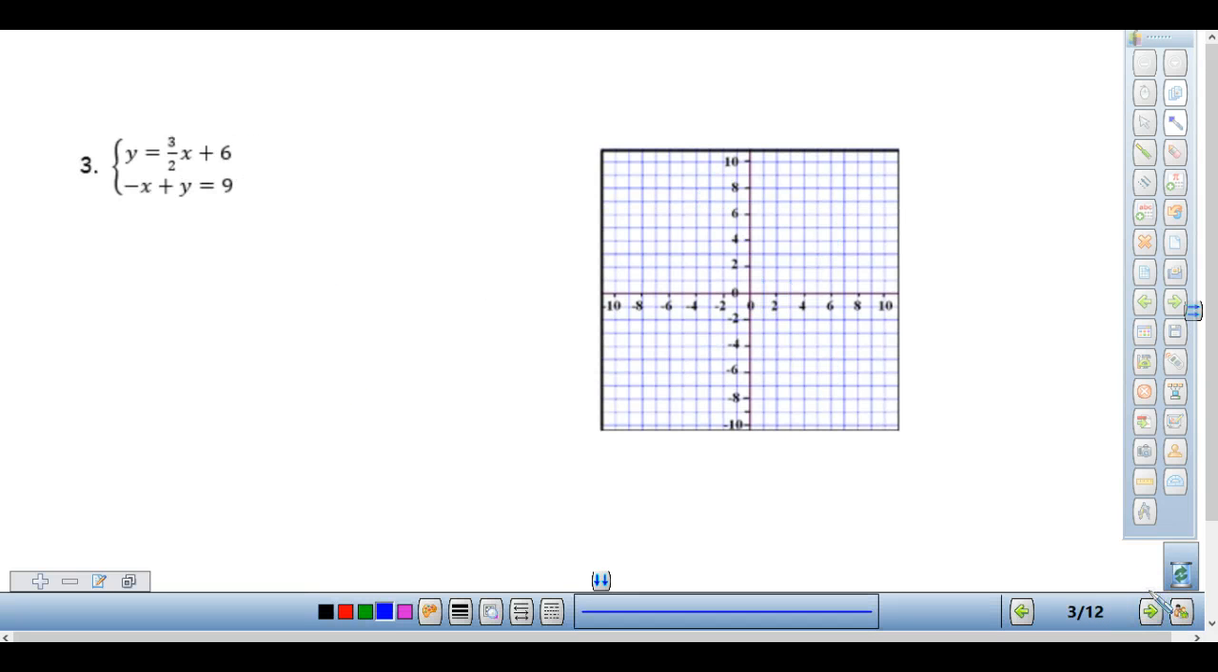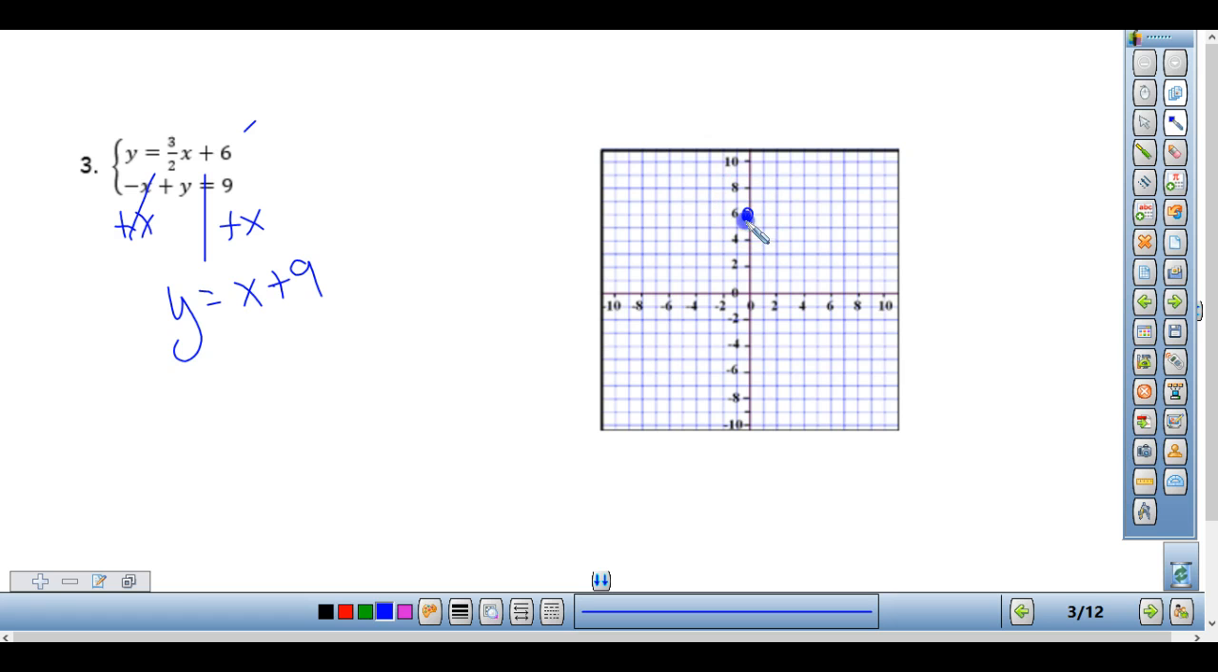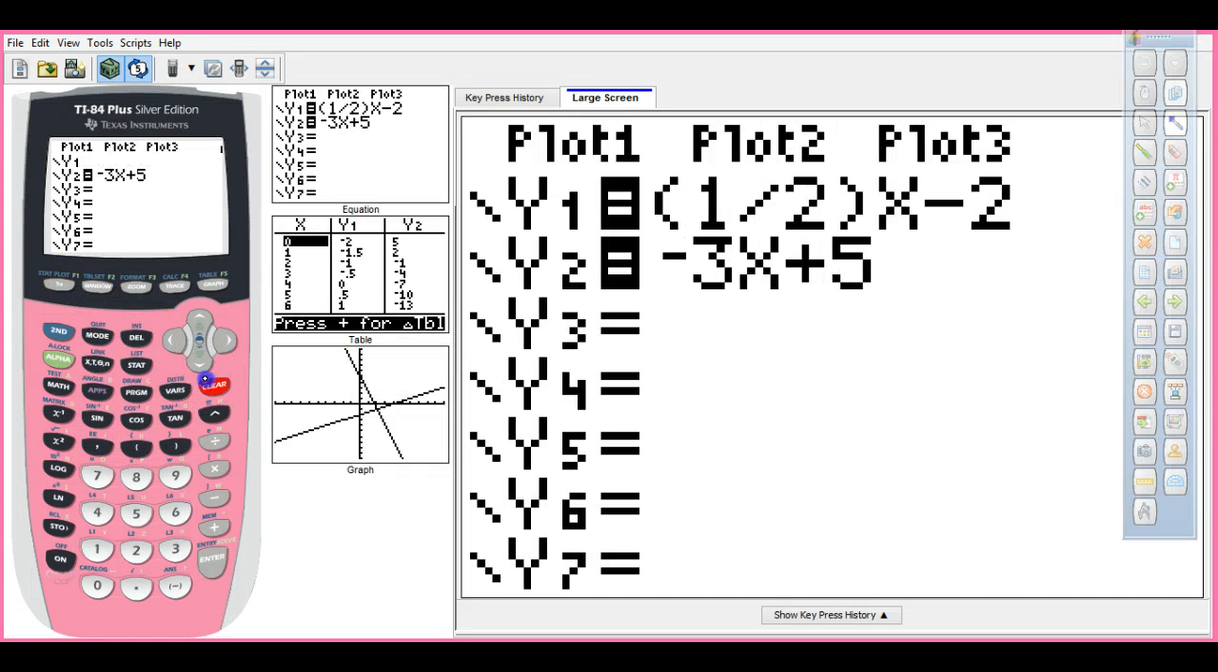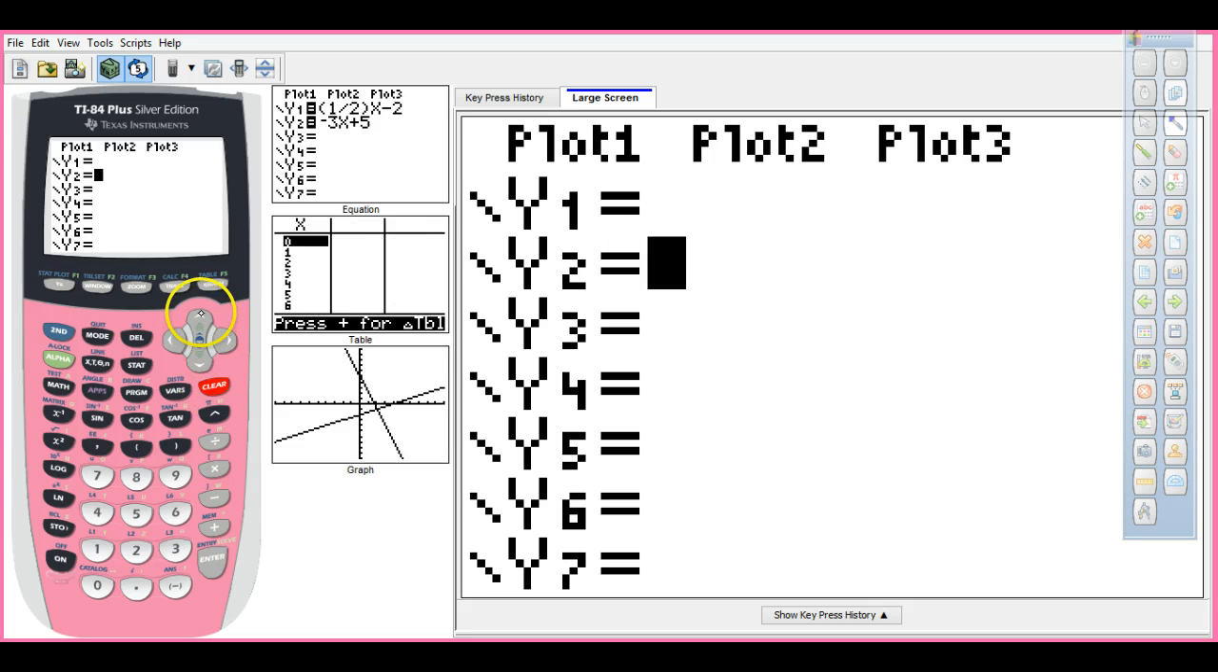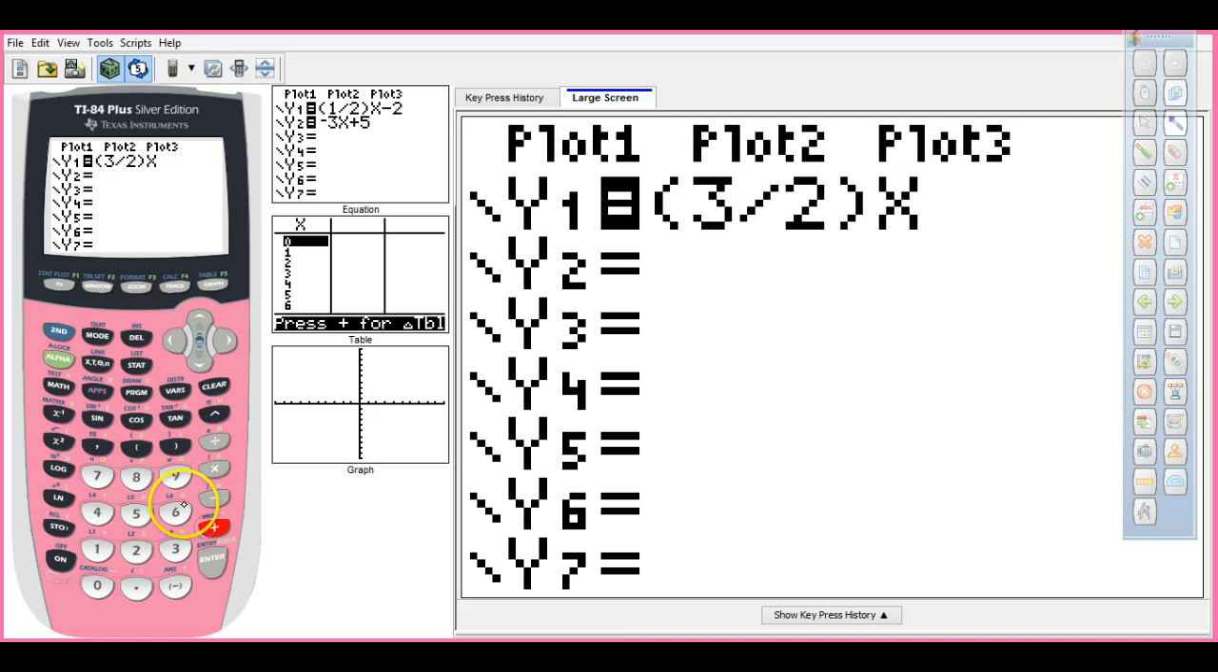The next one was a little bit harder because you had to get y by itself in the bottom equation. So you have -x, so you need to add x to both sides. You end up with y equals x plus 9. So in this case, top equation starts at 6, bottom equation starts at 9. Now when we graph it, top equation is 3/2 x plus 6. Bottom equation was x plus 9.